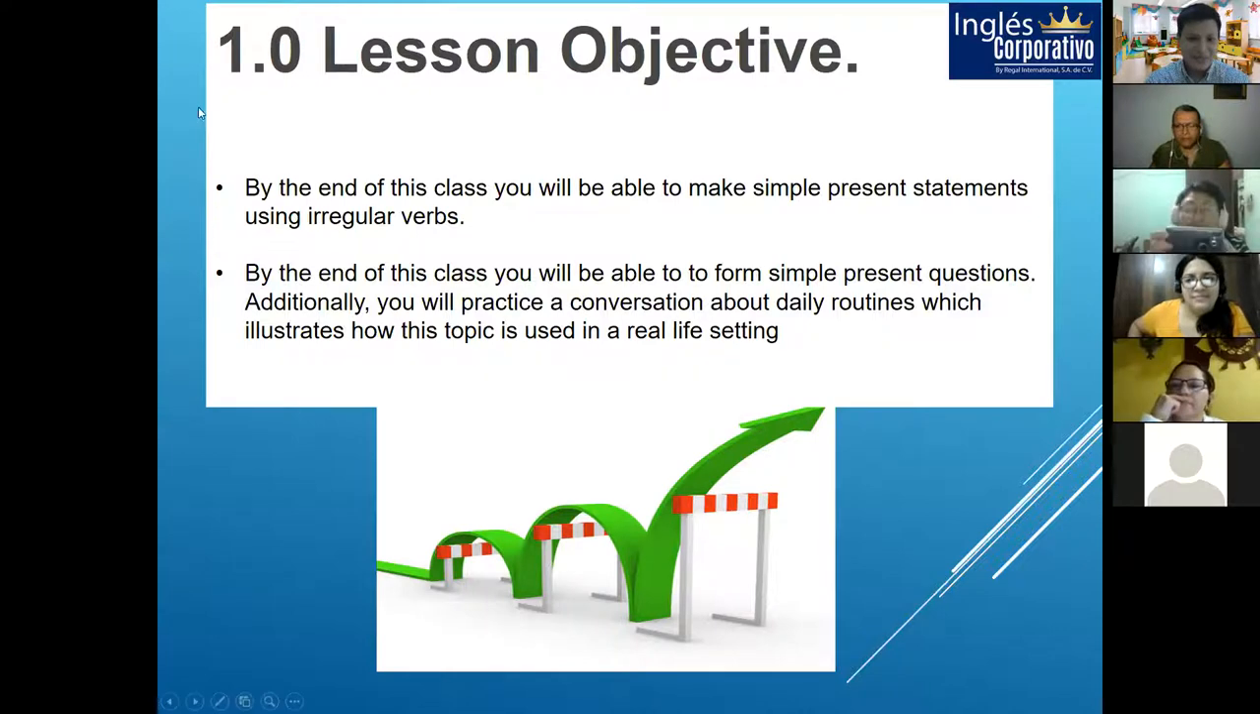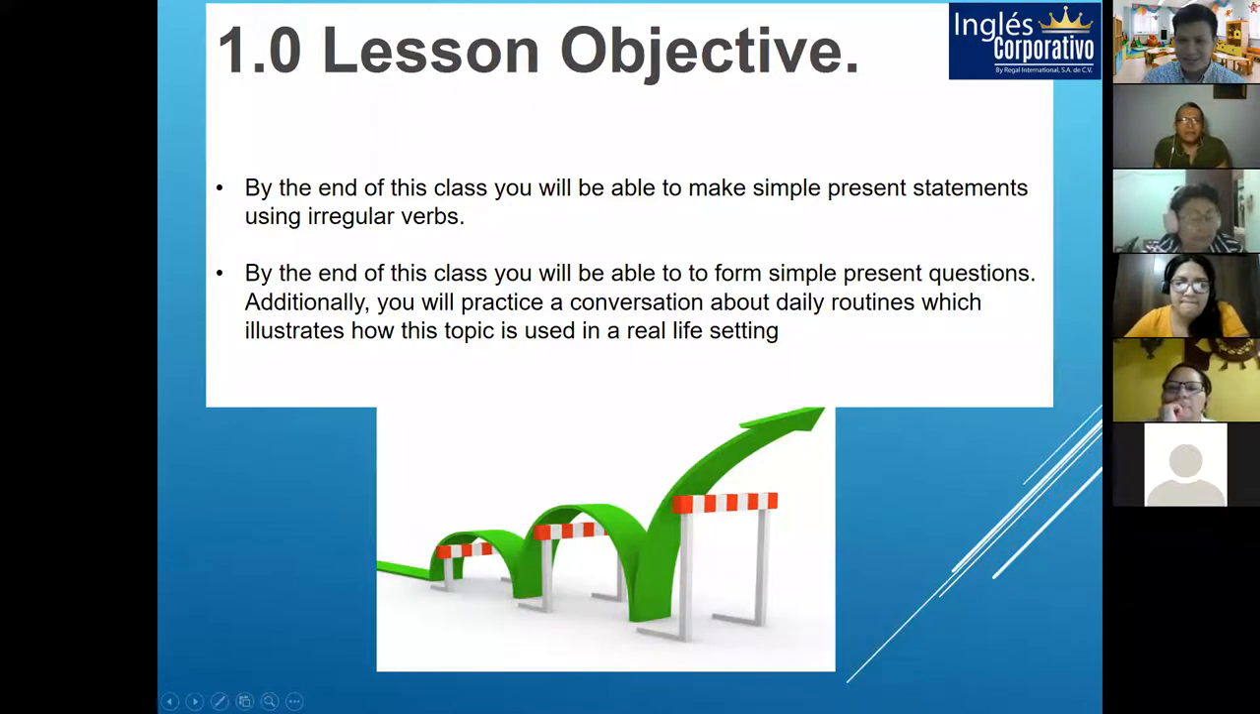Ahora tenemos 2. Okay, who wants to help me read the first one? Okay, go ahead. By the end of this class, you will be able to make simple present statements using irregular verbs. Okay, very good. Thanks, Eduardo. Let's see the second one, Saba. By the end of this class, you will be able to form simple present questions. Additionally, we will practice conversation about daily routines, and see how this topic is used in a real-life setting. Very good, nice. Good job, thanks, students.